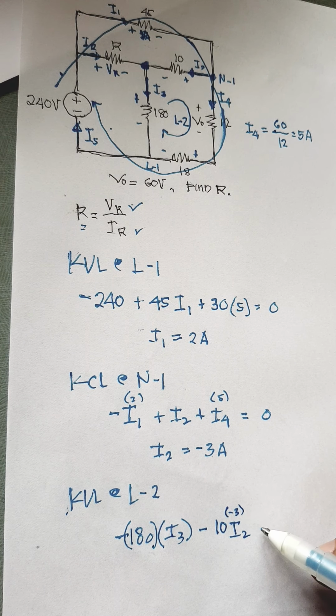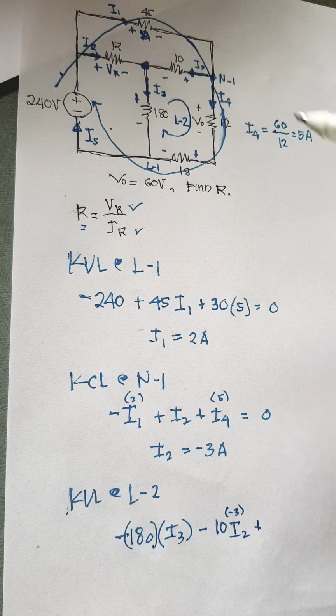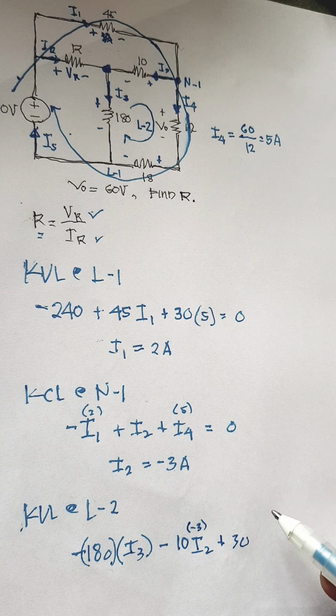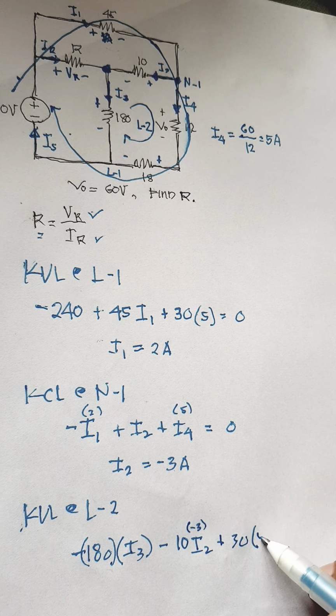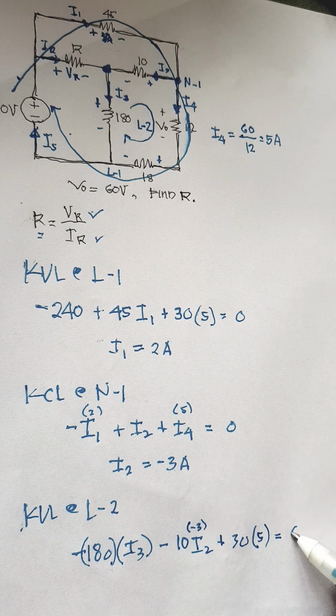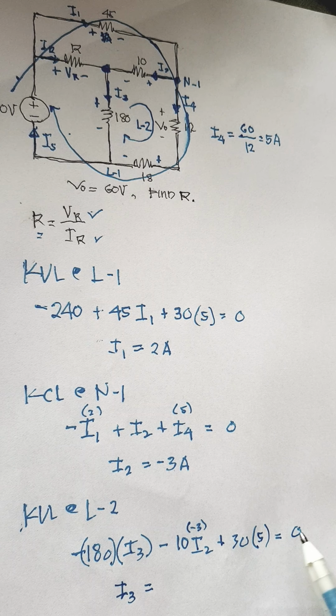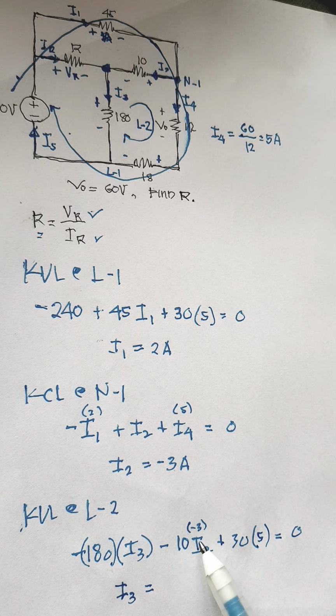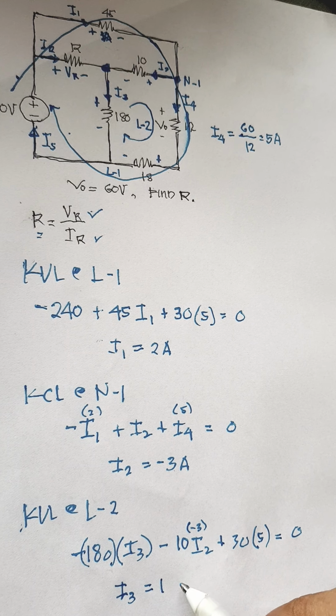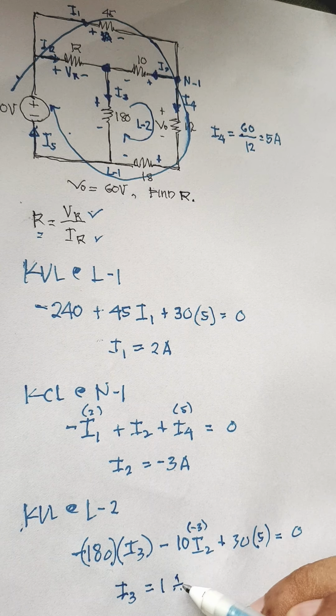And then next plus 12 and 18 is 30. Combine them, times the current flowing through them, which is I4. So I4 is 5. The answer is 0. Equate that to 0. So the unknown here is only I3. We can compute already for I3. So this is negative 150, and then negative positive, so negative also 180. So negative 180 divided by negative 180 is 1. So I3 now is 1 ampere.